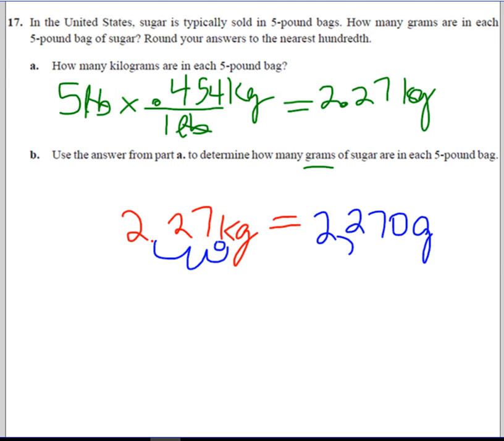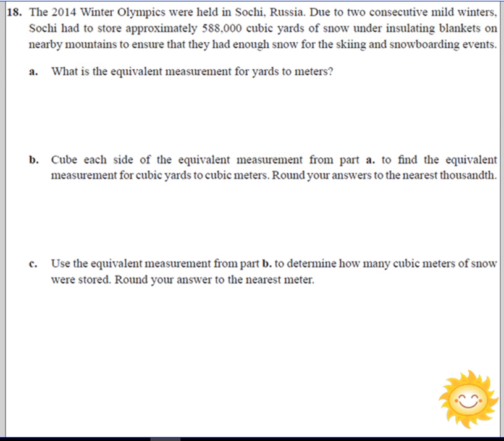Okay, one more. In 2014, Winter Olympics were held in Sochi, Russia. Due to 2 consecutive mild winters, Sochi had to store approximately 588,000 cubic yards of snow under insulating blankets on nearby mountains to ensure they had enough snow for the skiing and snowboarding events. And so what is the equivalent measurement for yards to meters? And so it is 1 yard equals 0.914 meters.